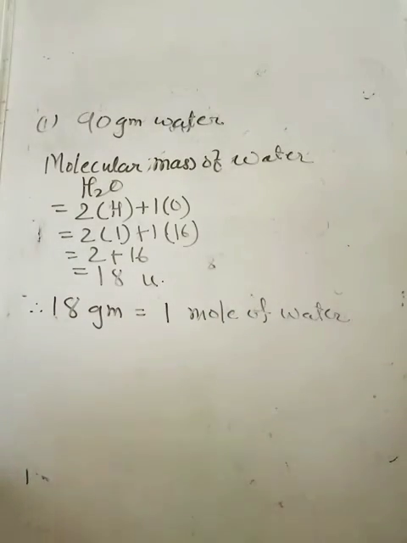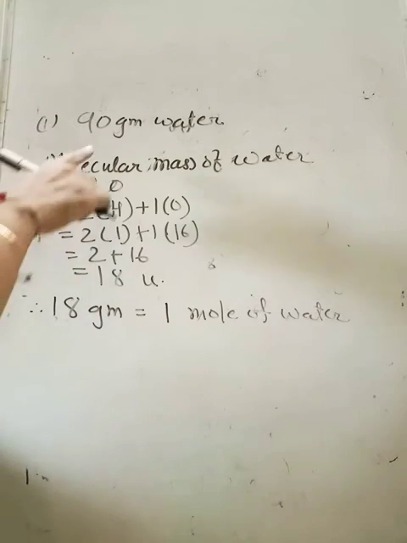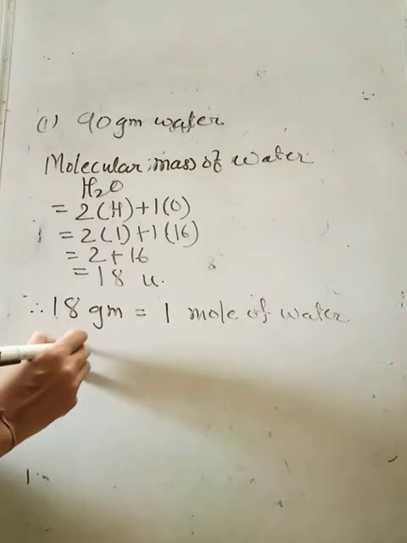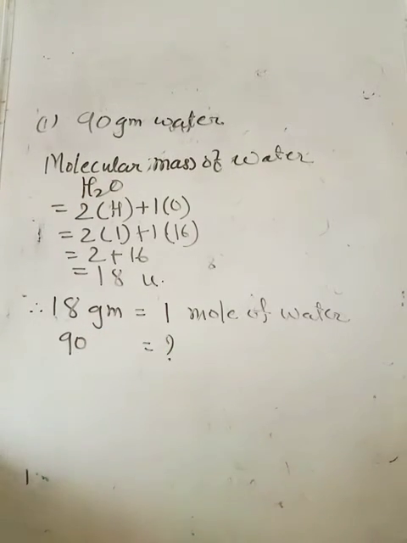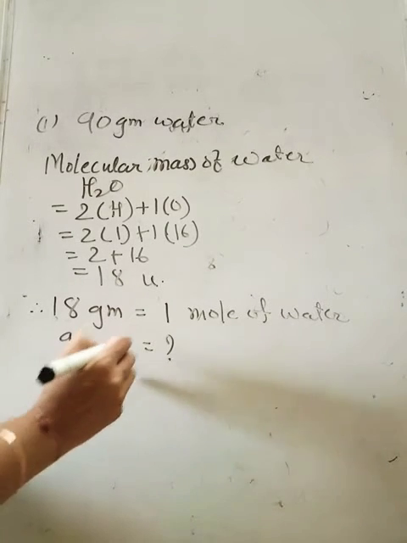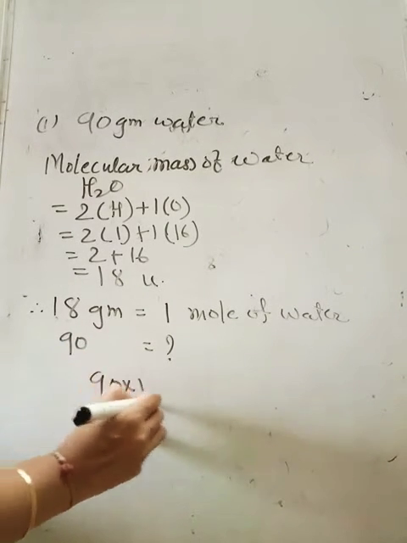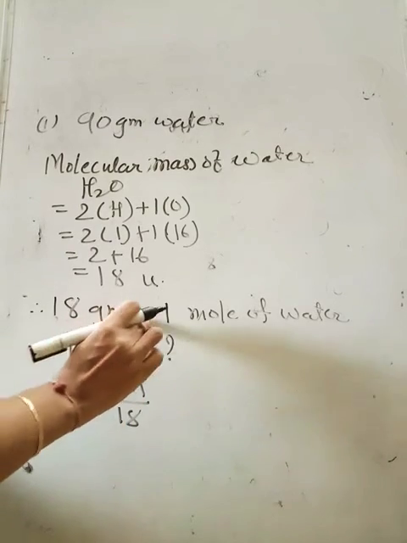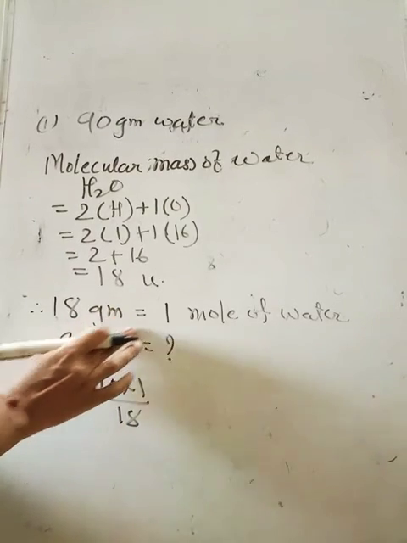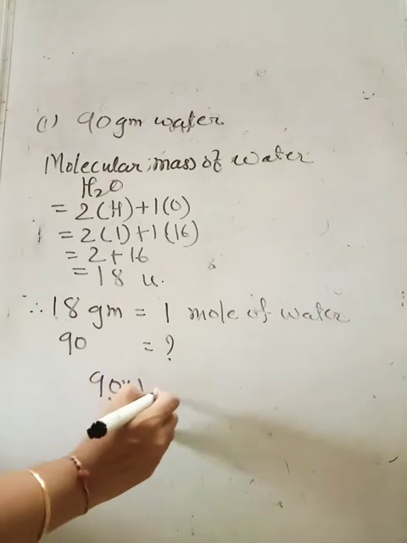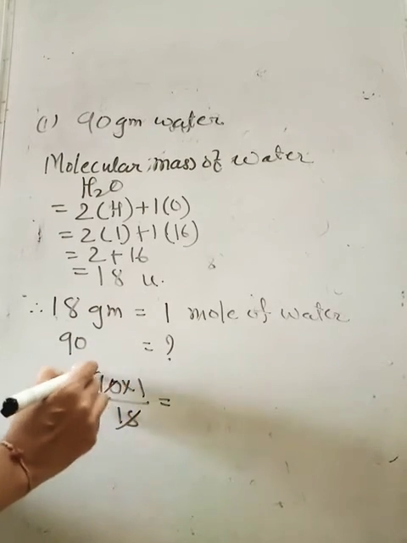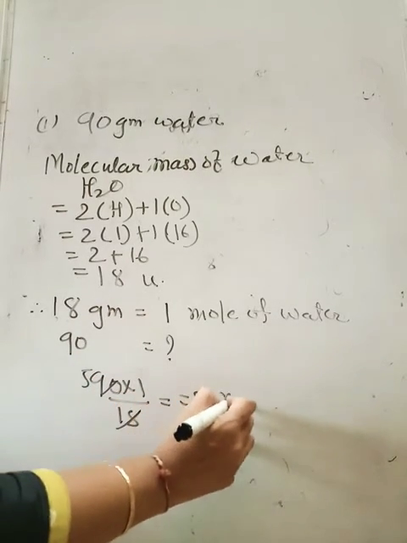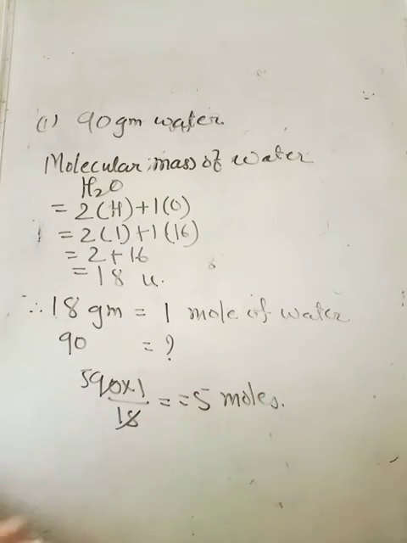Agreed? How many grams do we have? So 90 grams, how much? Cross multiply, 90 into 1 upon 18. I hope you know this method, the unitary method. Multiply this and divide by 18. 18 fives are 90. So what you will have? 5 moles. Correct? Is this part clear?